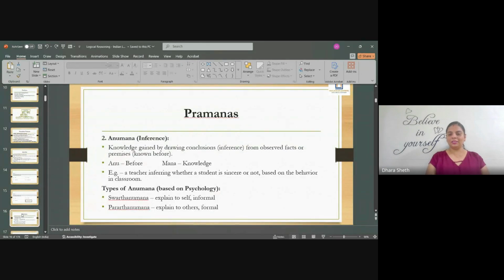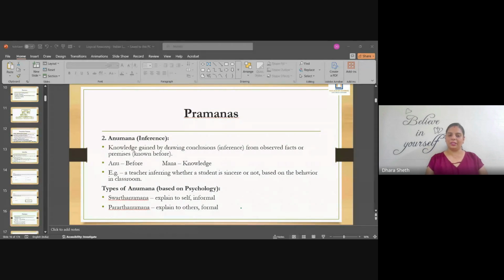Next, the second praman and the most lengthy and important of all is anuman or inference. Knowledge gained by drawing conclusions from observed facts or premises that are known before. Anu is before, man is knowledge. So knowledge that is gained based on something that you already know before. You knew something, and based on that, now you are gaining new knowledge. Now you are drawing a new conclusion.